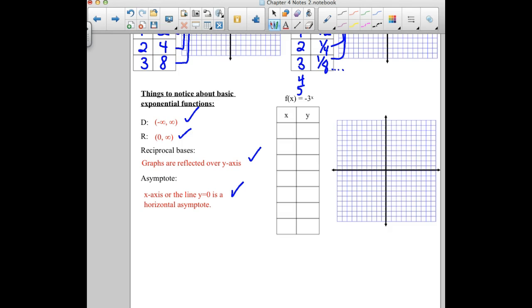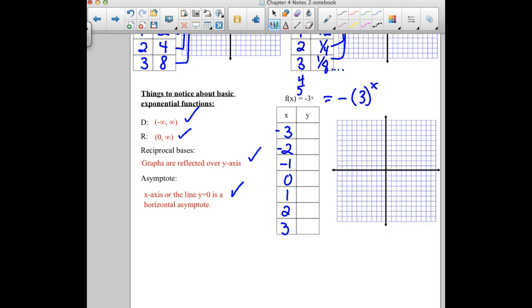This time we're looking at f of x being negative 3 to the x. And I want to clarify that the negative is outside, so we are just taking 3 to the x, and then we're going to make them all negative answers. Once again, let's go from negative 3 to positive 3. Negative 3 to the x power.